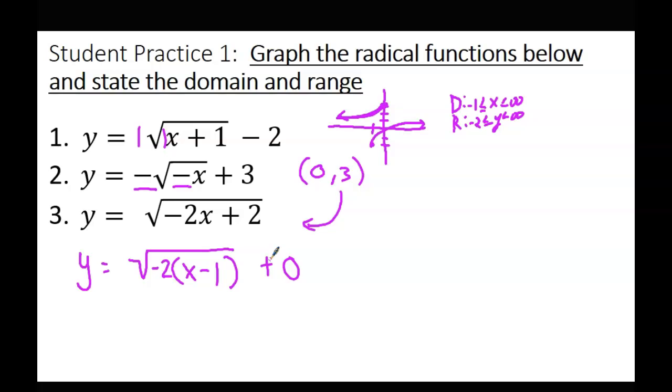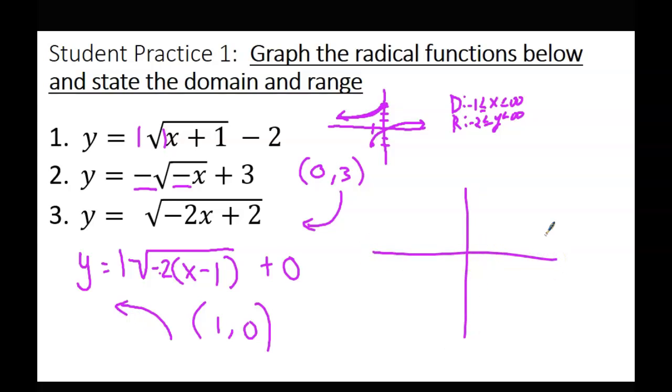So, what's my starting point on this problem? It's 1 and 2. Good. And what direction is this going? Close. It's up because it's a positive A, but it's left because of the 2. So it's going to be looking like that. So 2, 1, 0 is here. Up and left would look like that. And there's our graph.